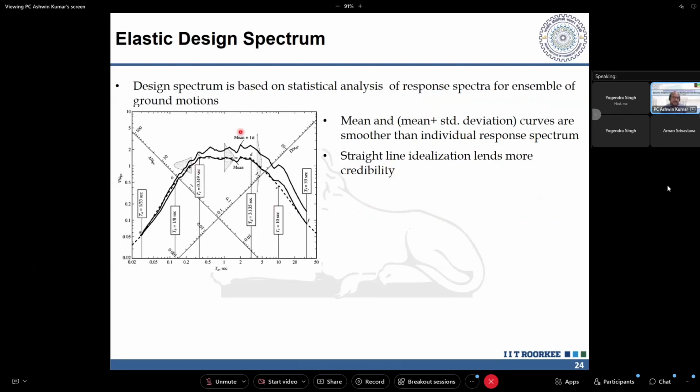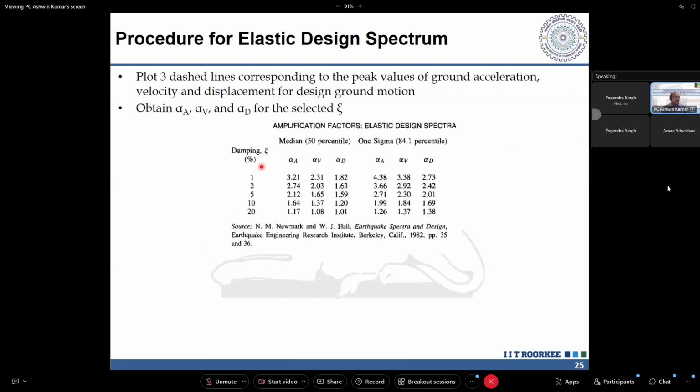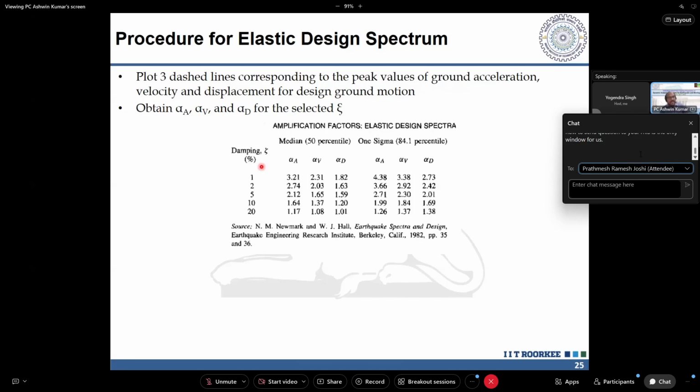You need to do a statistical analysis to find out the mean plus one standard deviation, etc. You need to consider that, and only then come up with the response spectrum curve that we have in our code, right? You remember the response spectrum curve that we have in our code for doing the equivalent static force method analysis as well as response spectrum analysis.